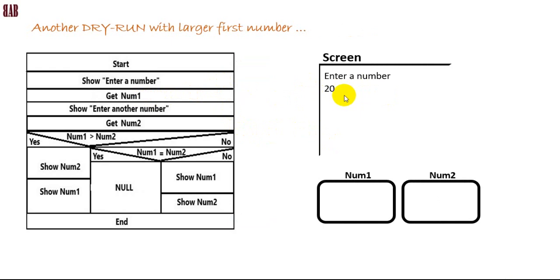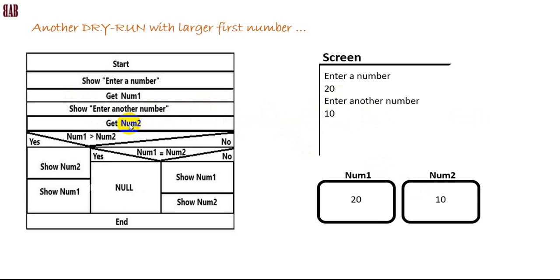This time we are entering 20 first, and enter, that will be taken by num1. Num1 gets 20. So you can put any number, right? I'm just using 20. Then you go to the next line, enter another number. That message displays, and then you go to the next line, which is get num2. So it's waiting for num2, so we type a smaller number, which is 10 in this case. So that will be taken by num2.